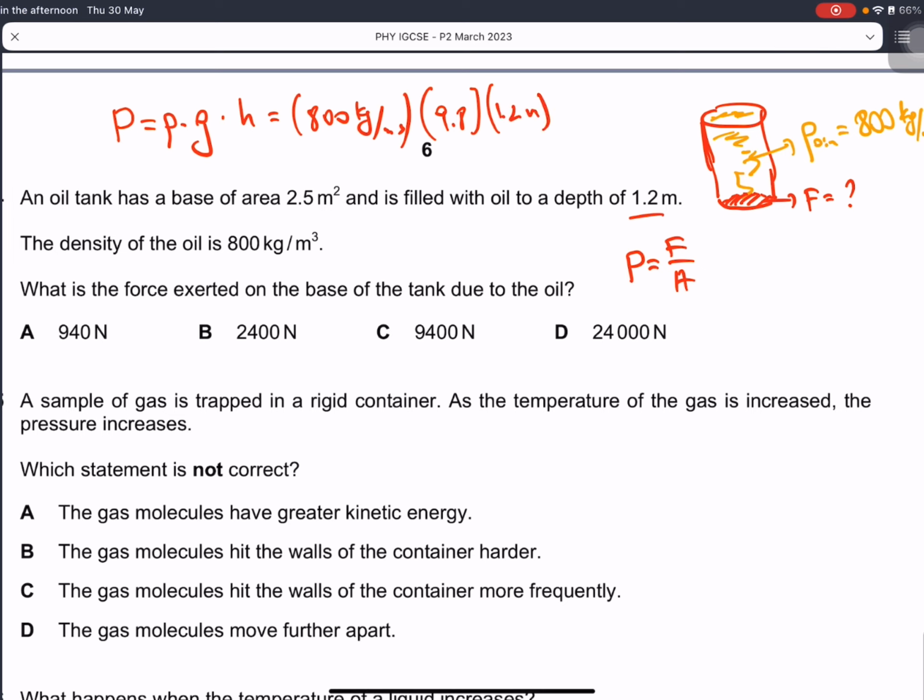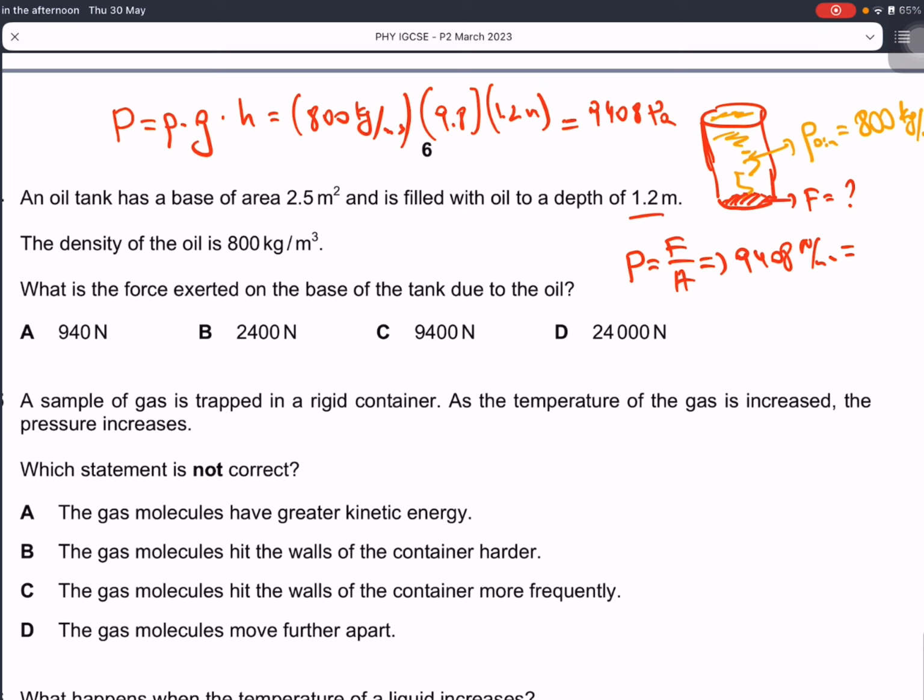So in this case, rho is given as 800 kilogram per meter cube, g is 9.8, and the height is 1.2 meters. When we calculate this value, 800, not 1000 which is for water, times 9.8 times 1.2, we will have very close to 9400, or simply 9408. That's the exact number. The unit is Pascal, Newton per meter squared. So that's going to be our pressure. So 9408 Pascal, simply Newton per meter squared, times area. Area is given as 2.5 meters squared.